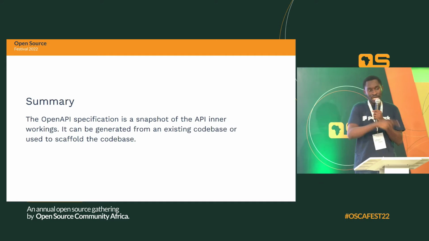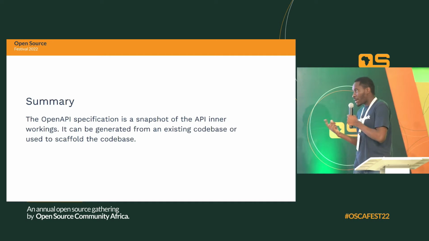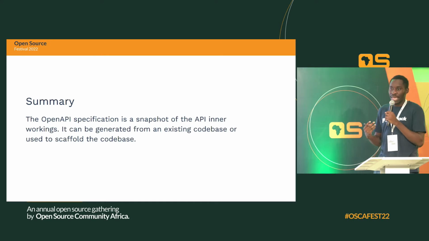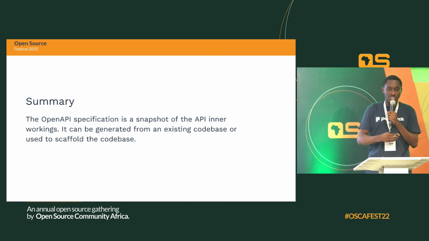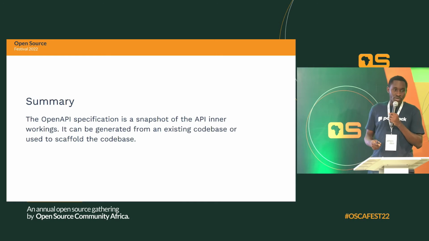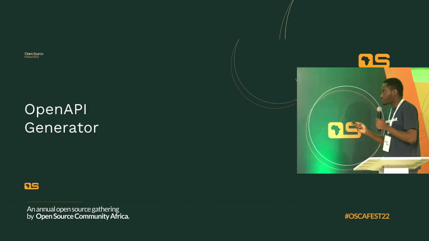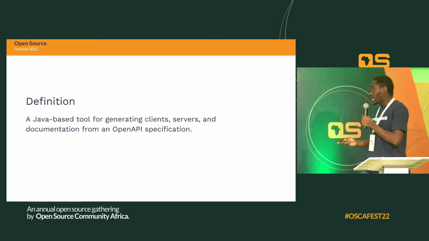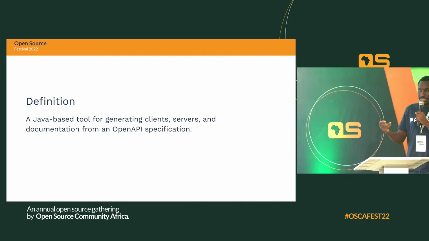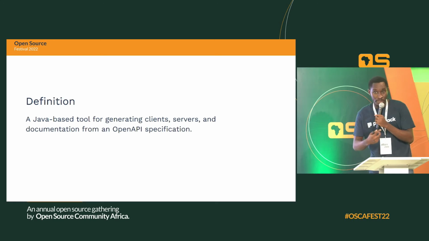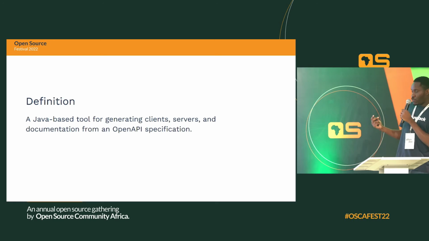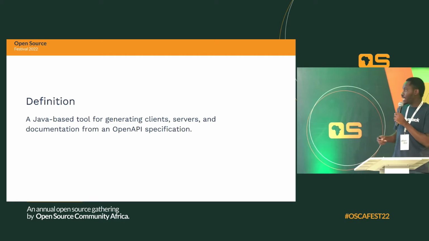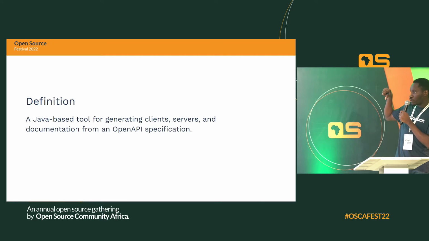Alternatively, it could also be used to scaffold a code base. So that was what got our attention: if you could scaffold a code base, could we use this as a means to address certain developer experience issues we are having? This was what led us to discovering the OpenAPI generator. The OpenAPI generator is a Java-based tool that allows us to generate clients, servers, and documentation from an OpenAPI specification. So already we have our server. We're not necessarily interested in what the server does. Our APIs already exist, but we're interested in clients and documentation.